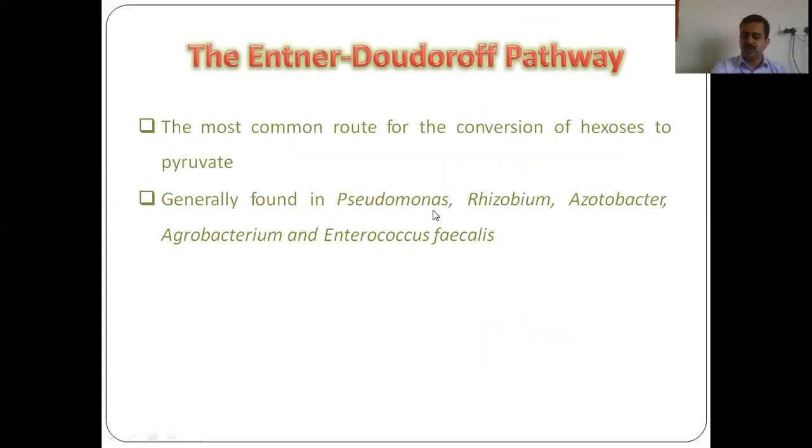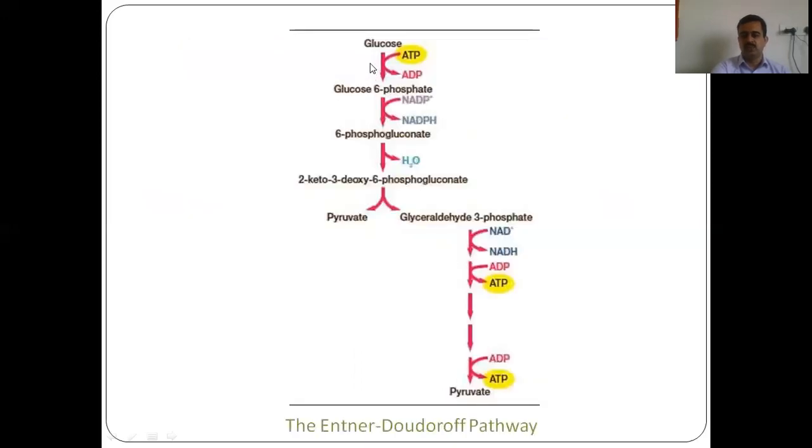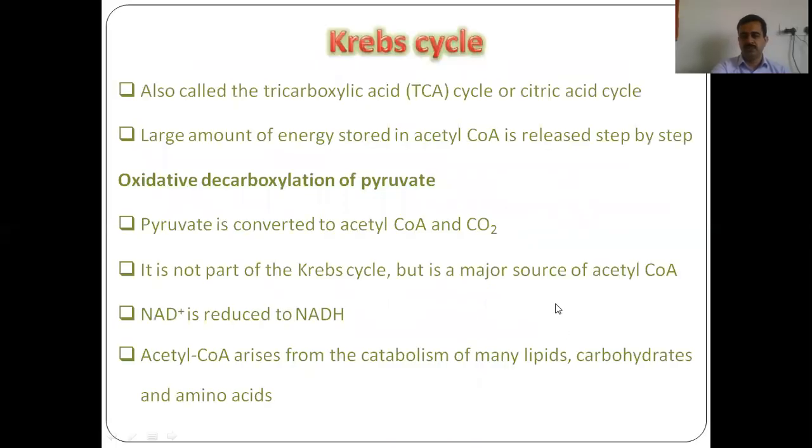The ED pathway, this pathway we have also seen. It is the most common route for conversion of hexose to pyruvate, generally found in Pseudomonas, Rhizobium, Azotobacter, Agrobacterium, and Enterococcus faecalis. See here, from glyceraldehyde 3-phosphate directly to pyruvate, the ED pathway is performed.